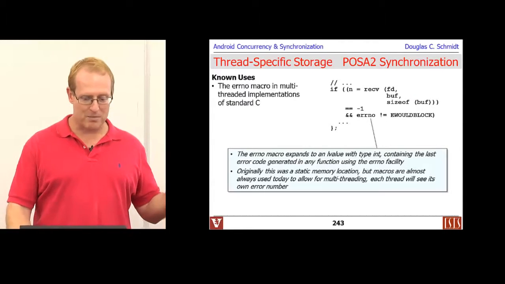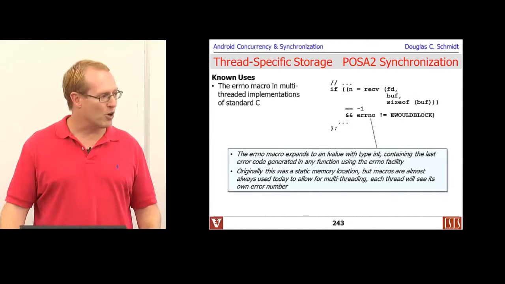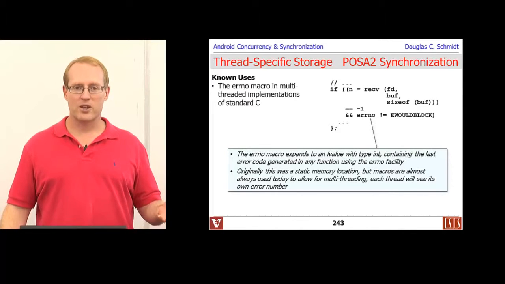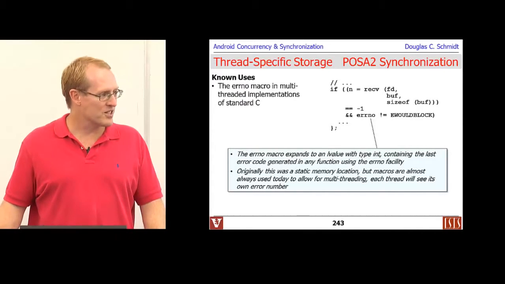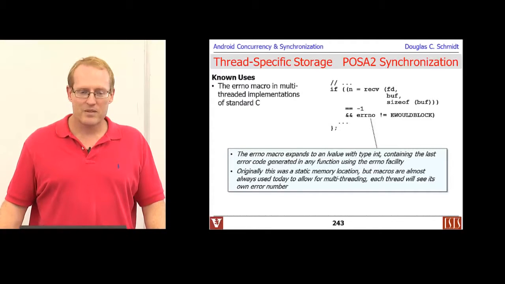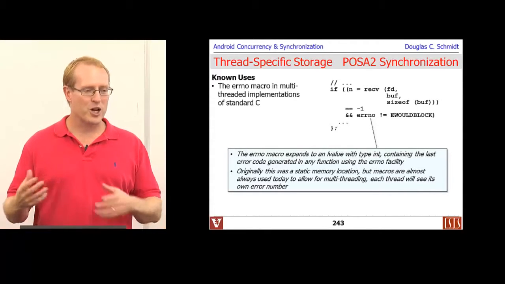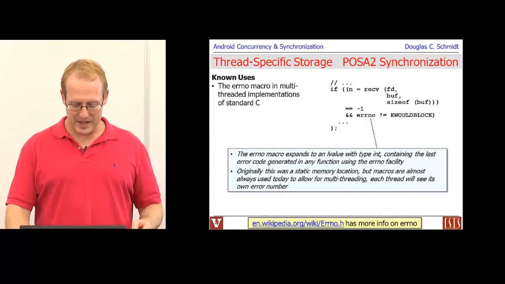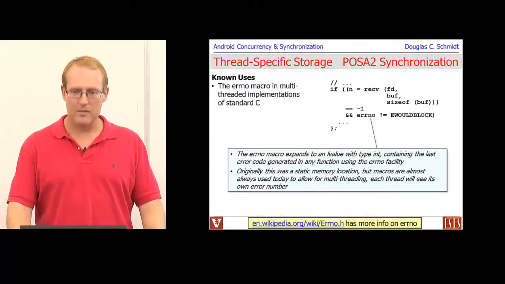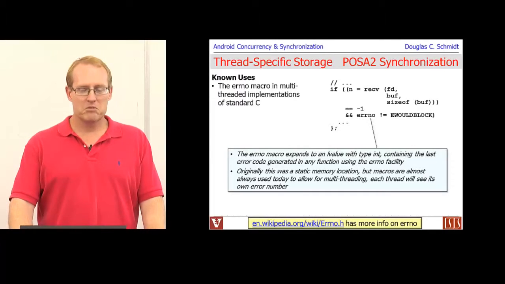The best example of known use in my mind is errno, which once multi-threading became popular was widely implemented as a macro that turns into a call to thread-specific operations so that you don't have to worry about the race conditions that would otherwise occur if you were sharing global errno variables between threads. And you can read more at the Wikipedia link about what errno is, and it's just interesting to know.